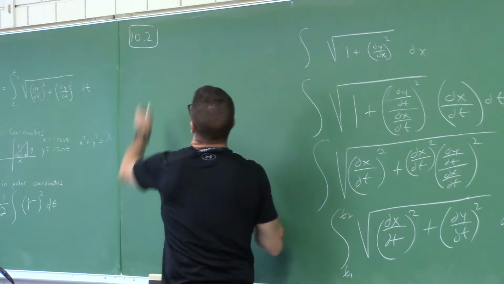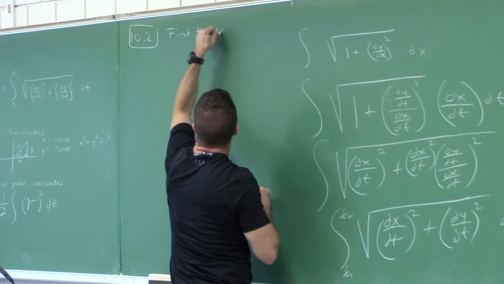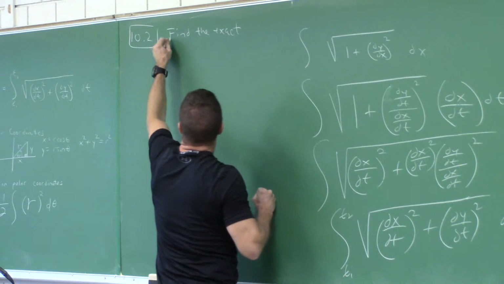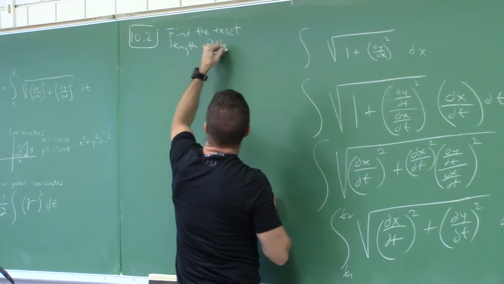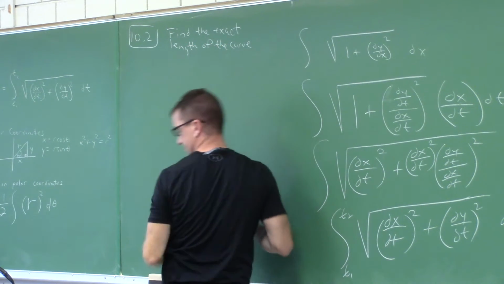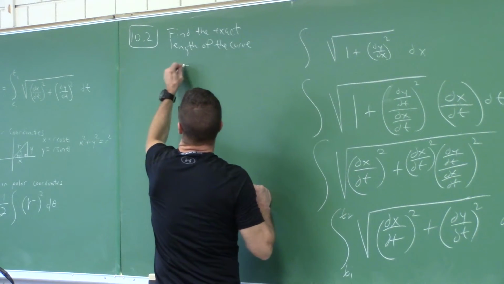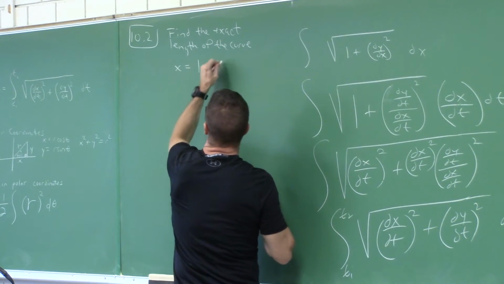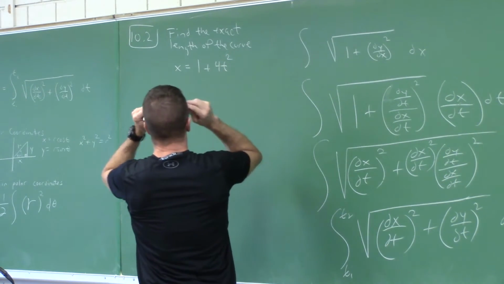All right, and they wrote the word exact, so let me put that down. Find the exact length of the curve. What we have is x equals 1 plus 4t squared, y equals 4 plus 8/3 t squared.